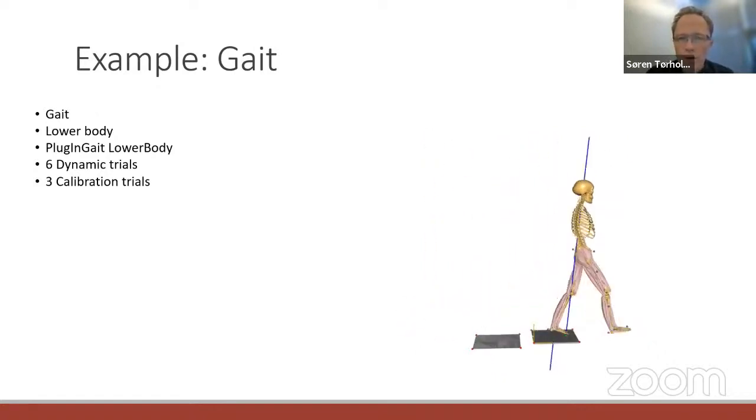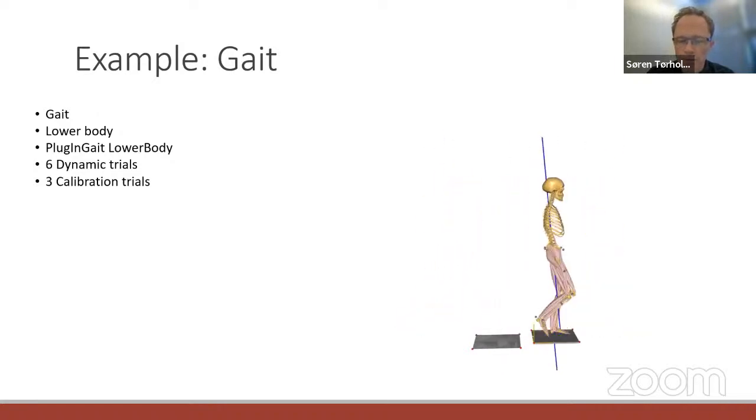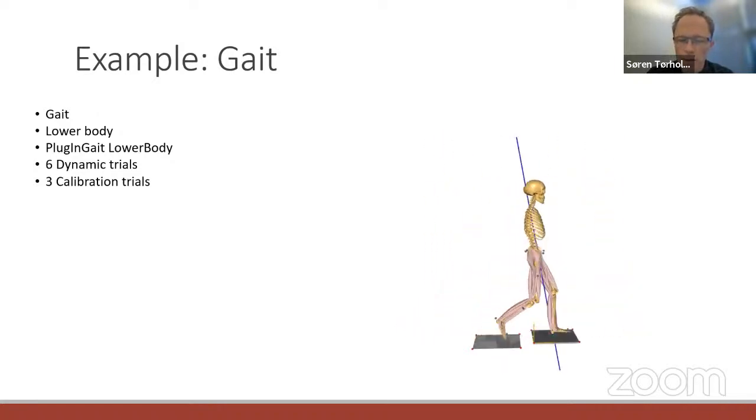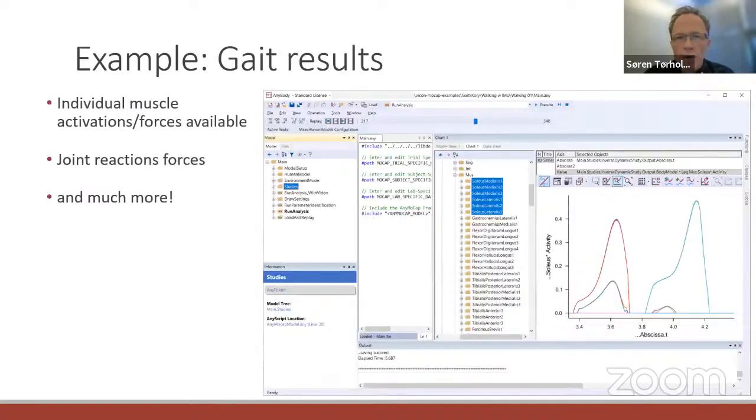And running this model will then calculate all the forces that go on. This is an example of how the output looks in such a model. Here I'm displaying the activation of the soleus muscles in the right and left leg while he's stepping on those 2 force plates. Of course, this is just a glimpse of the output that is available. There's much more output available, including the joint reaction forces and so forth.